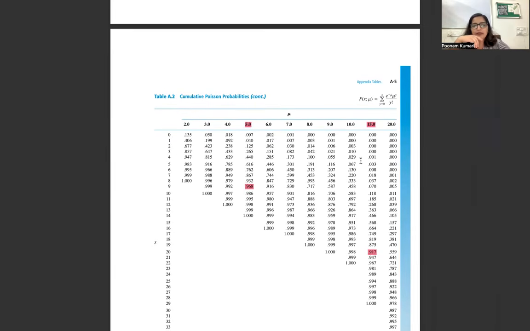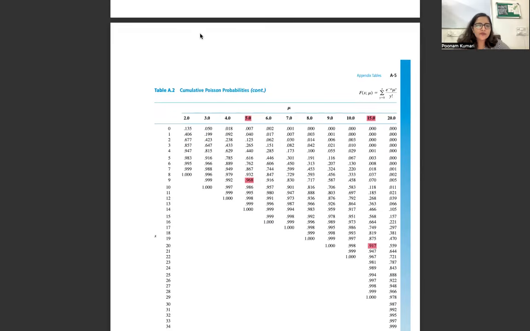ओके, CDF वैल्यू ये दे रहा है आपको. फाइन, ऑल गुड. ठीक है, आशीष, प्रियांक, ऑल गुड.